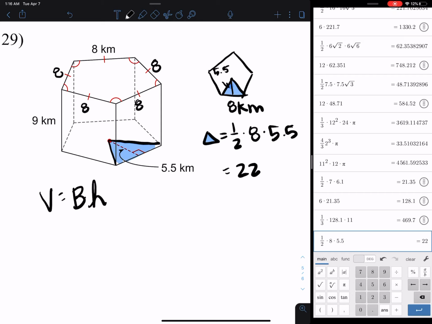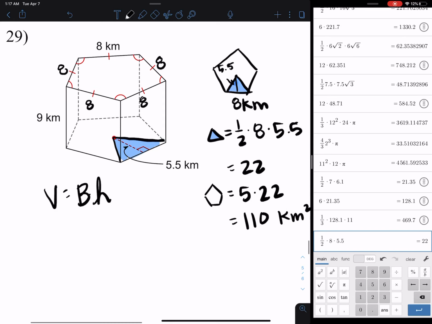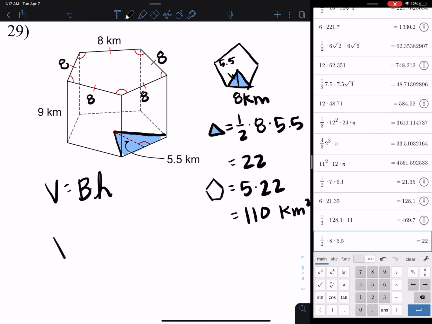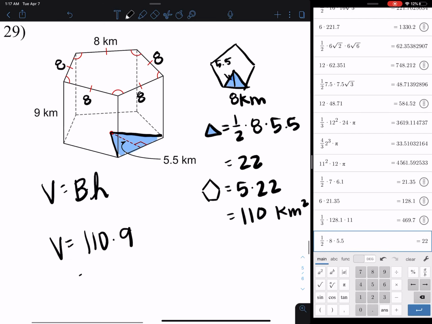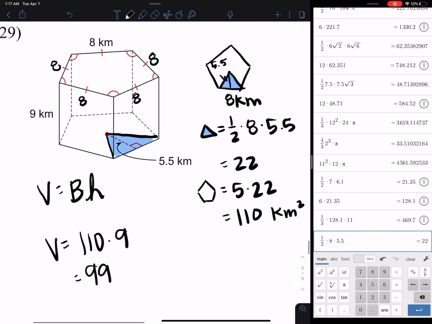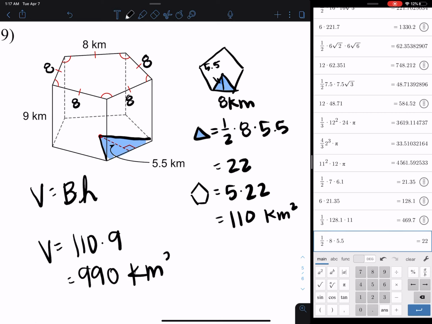And then the area of the pentagon is 5 times that. So that tells us that it's 110. And that would be kilometers squared because it's an area. Once we multiply it by the height, that tells us the volume, and that makes it a cubed volume. So we have volume equals 110 times 9. That tells us that it's 990, not 999, 990 kilometers cubed.